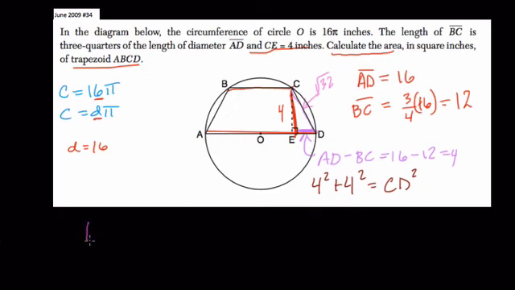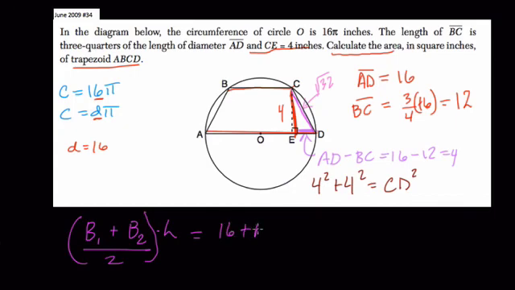Remember with the trapezoid, what you're really doing is you're finding the sum of the two bases, base 1 and base 2. You're multiplying that by the height, and then you're dividing by 2. So you can break the formula down in different ways. I'll use it this way. We don't need this length right here. This is not the height. The height's 4. So base 1 plus base 2, it's 16 plus 12, right? Times the height, which is 4, divided by 2.